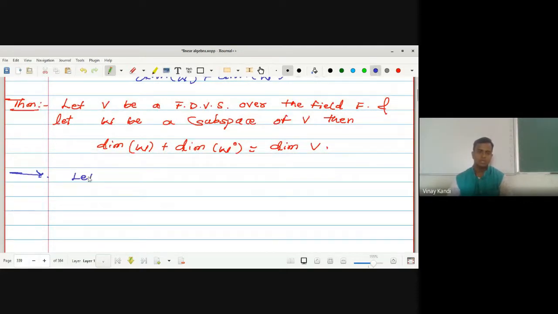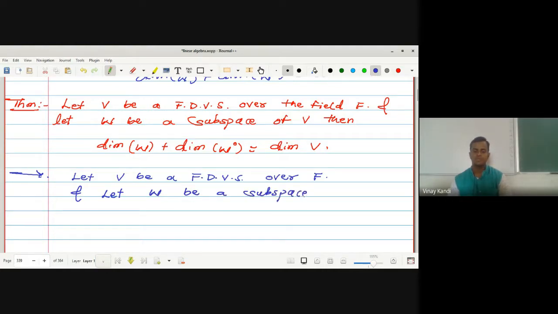Now the proof. Let capital V be a finite dimensional vector space over F, and let W be a subspace of V, and we have to prove that dimension of W plus dimension of annihilator of W is equal to dimension of V.